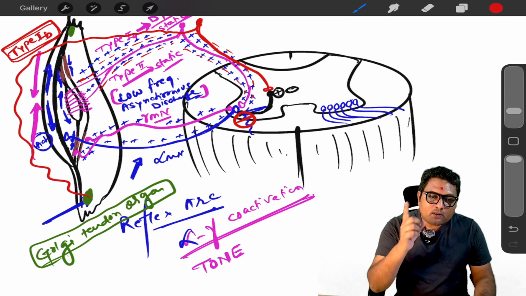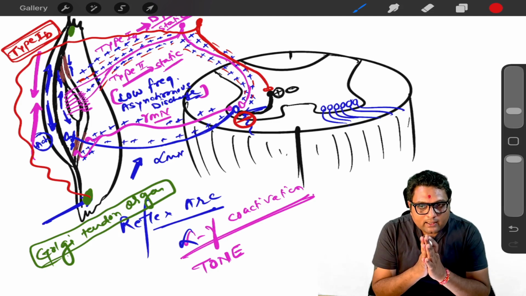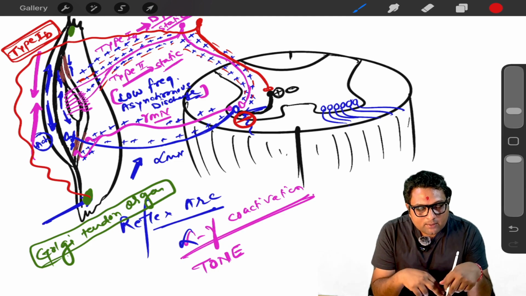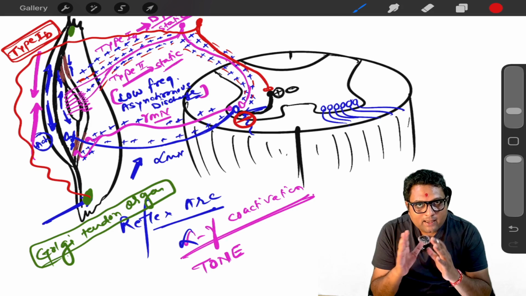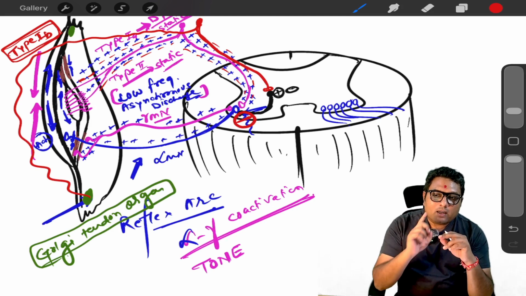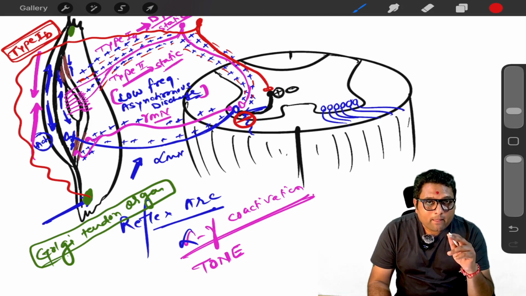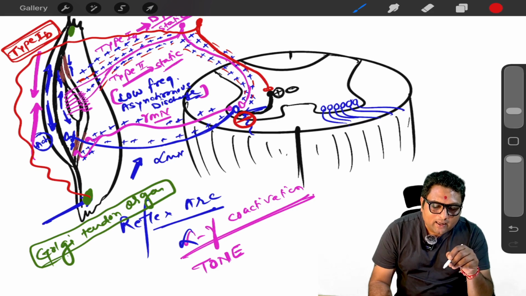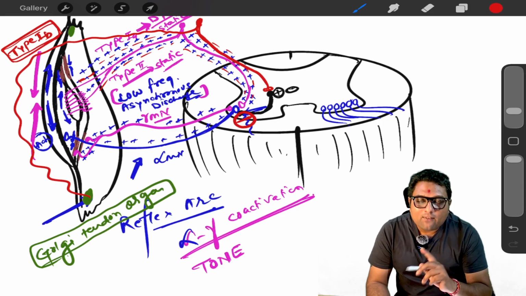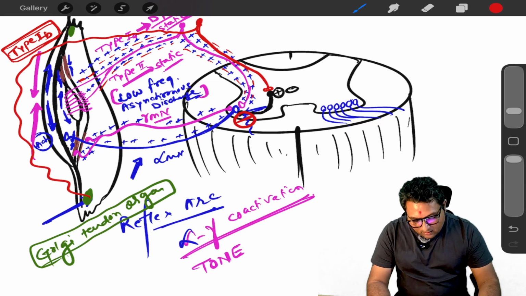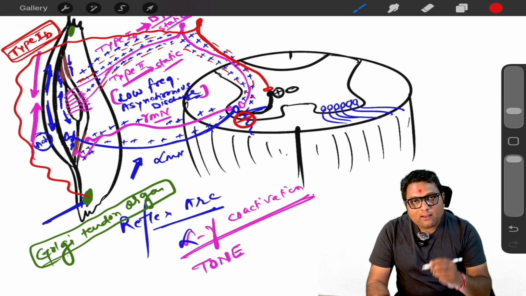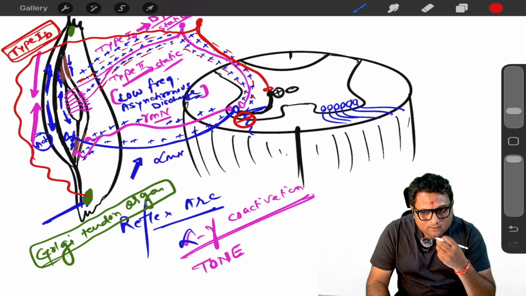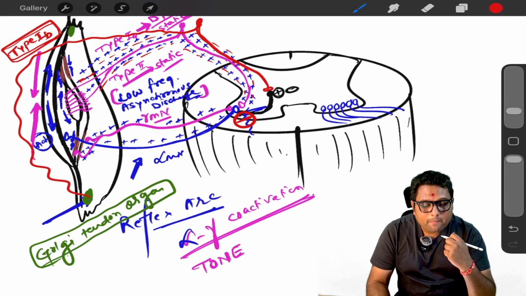So when these type 1B fibers get stimulated, they stimulate these interneurons, but these interneurons inhibit the alpha motor neuron. See, in the stretch reflex, type 1A and type 2 fibers directly stimulate the alpha motor neuron and gamma motor neuron. But type 1B fibers stimulate interneurons, small neurons, that inhibit the alpha motor neuron.